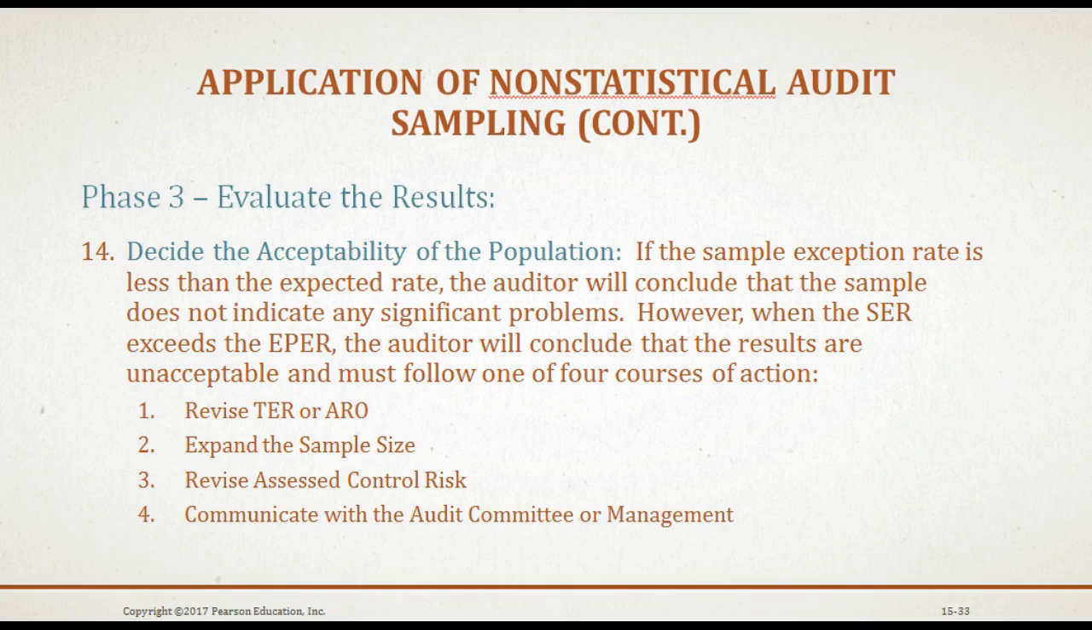Another step in Phase 3 is deciding the acceptability of the population used in the audit. If the sample exception rate is less than the expected rate, the auditor will conclude that the sample does not indicate any significant problems. However, when the sample exception rate does exceed the estimated population exception rate, the auditor will then conclude that the results are unacceptable and must follow one of 4 courses of action.